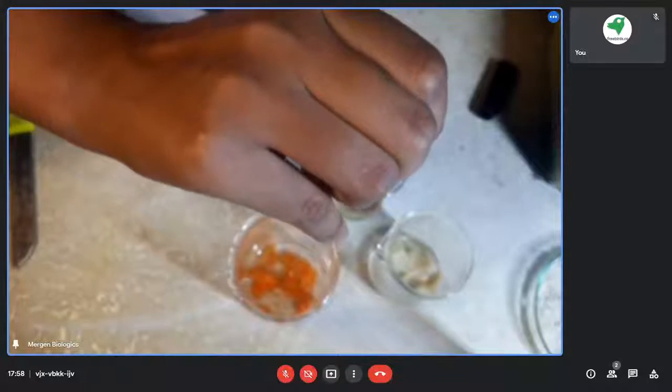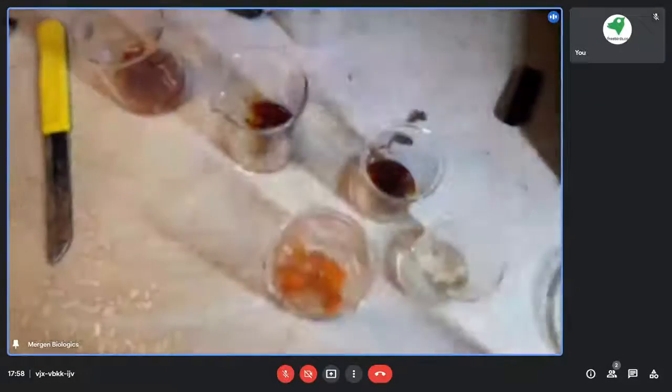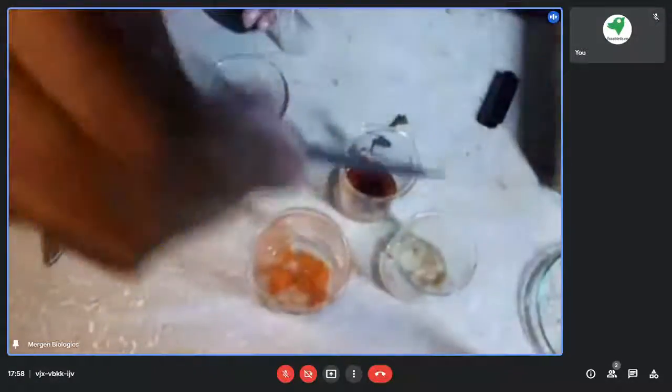Actually, the betadine amount you will take will be very less, because 2 to 5 drops of betadine is enough for the reactions to take place.